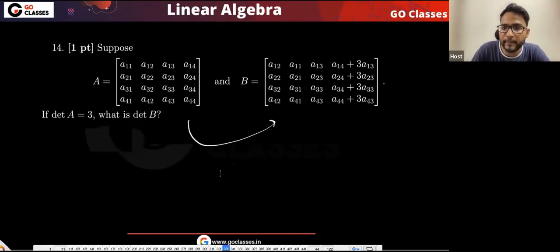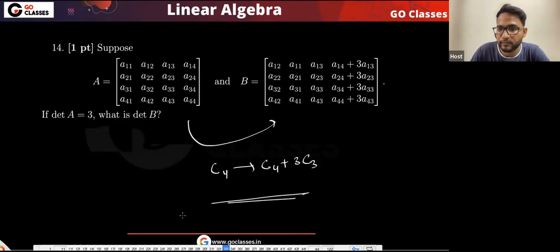See, I'm applying C4 should be C4 plus 3 into C3. Why are you people giving me such complicated answers? 3 plus 3 into 3. How are you getting 3 plus 3 into 3? Okay, we can split, but for now, let's understand it this way. You can go from here to here like this, right? And this is allowed. This will leave the determinant unchanged. That is why the determinant of B is also 3.